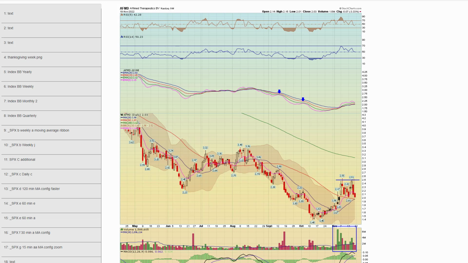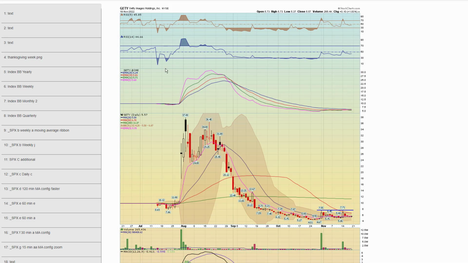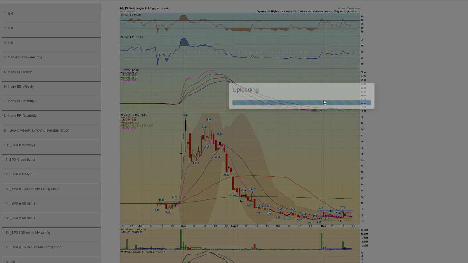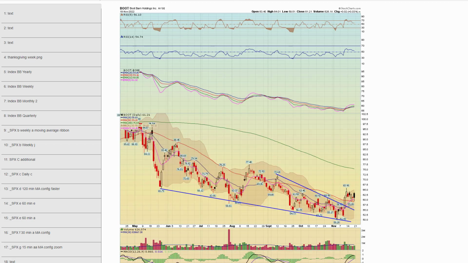Okay. Next, chart 91, Getty. Here's a low price stock. Had one hell of a move here. I'm also looking to take a little position down here intraday. Next, chart 92, Boot Barn. Bullish pattern, broke out of a wedge, trying to form a higher low here. A swing stop could be right here at the 59.25 area.